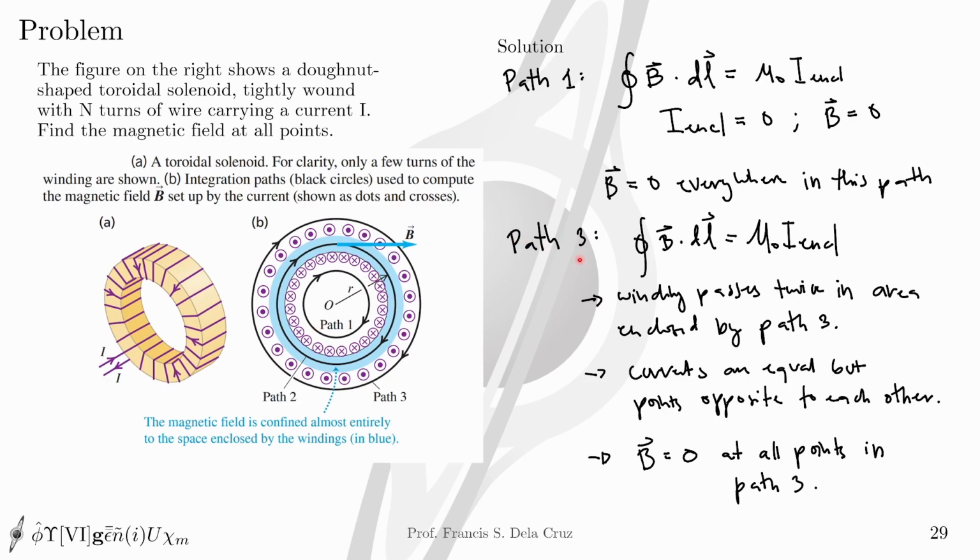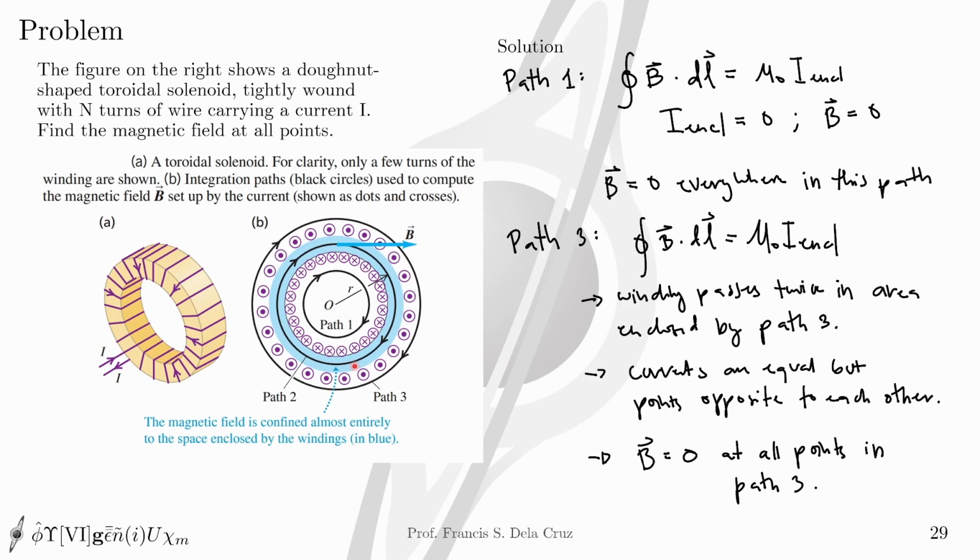For path three, which is outside of the toroid, look at the current passing and going out. Take note, class, that one direction of the current is out of the page, and one direction is into the page. Imagine that the number of times the current passes through the enclosed path, which is path three, would be just the same: out, in, and out, in.